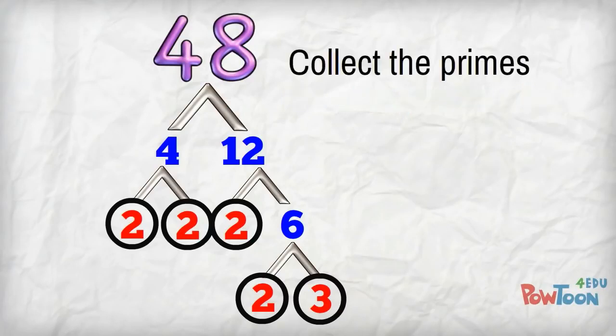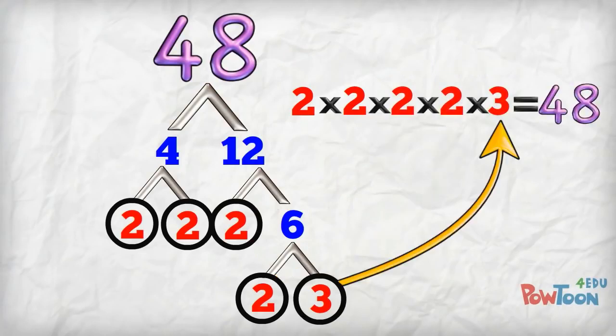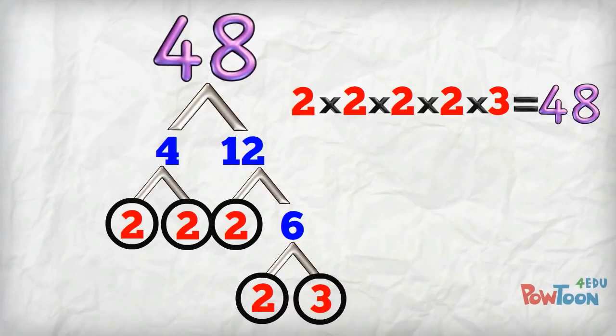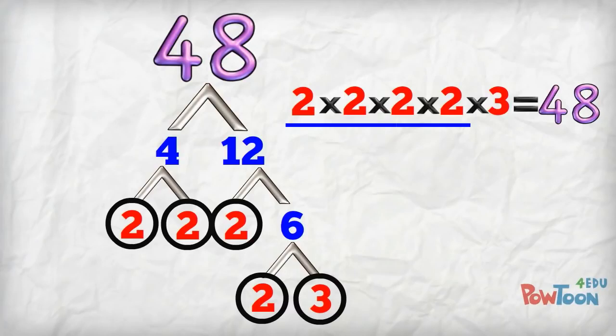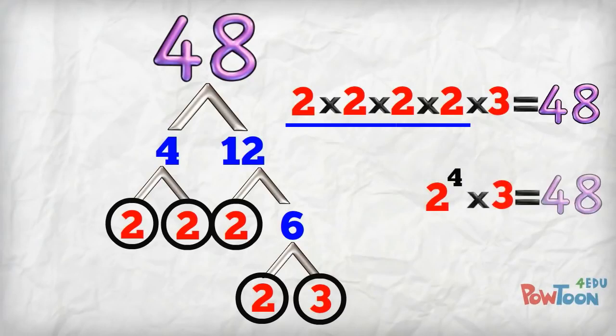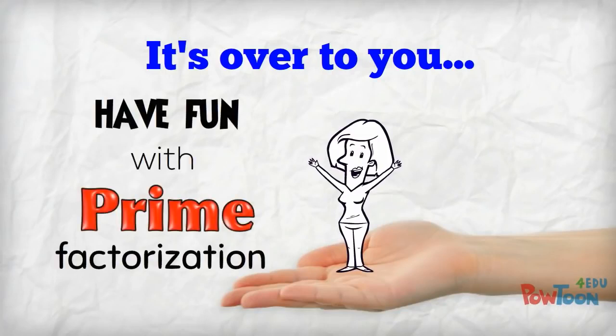Next, we collect all the primes we circled. 2 times 2 times 2 times 2 times 3 is 48. And for a great final answer, we use our exponential notation to tidy up those repeated factors. 2 came up 4 times, so we say 2 to the power 4 times 3 is 48, and that's all you need to do. Now it's over to you. Have fun with prime factorisation.